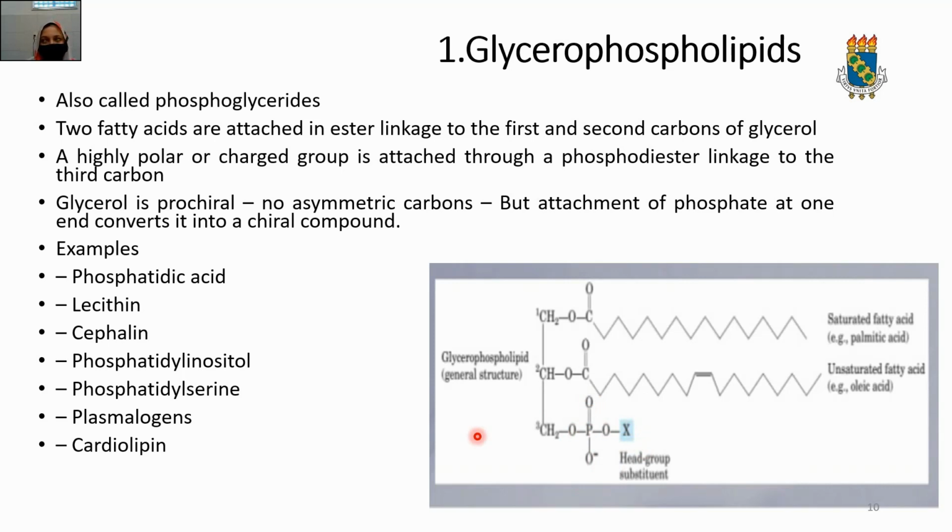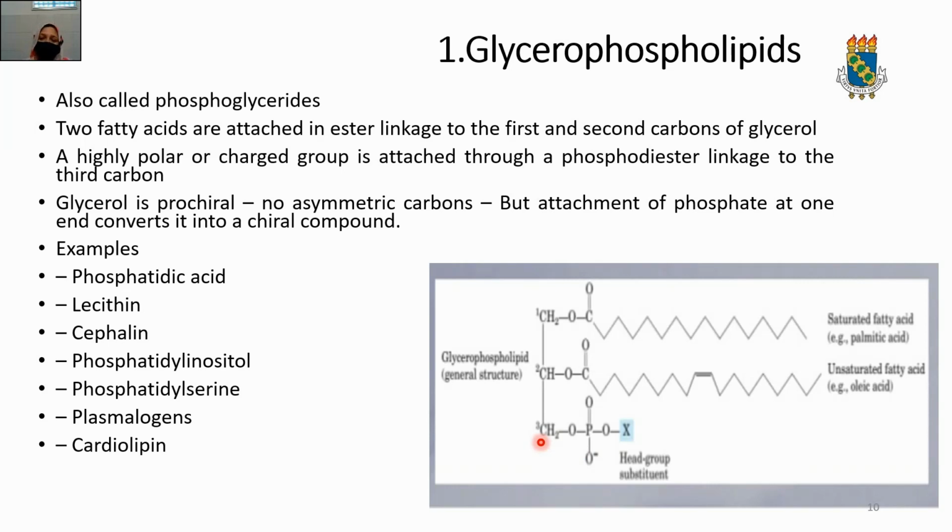Glycerol is basically a prochiral molecule, that is, there are no asymmetric carbons. A prochiral molecule is one that can be converted from an achiral molecule to a chiral one in just a single step. In this case you can see it's prochiral, but the attachment of phosphate at the third carbon converts it into a chiral compound. So what is a chiral compound? A chiral compound is one whose mirror images are not superimposable and hence it shows optical activity.